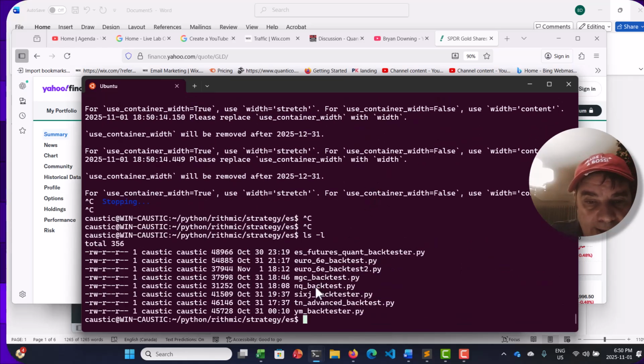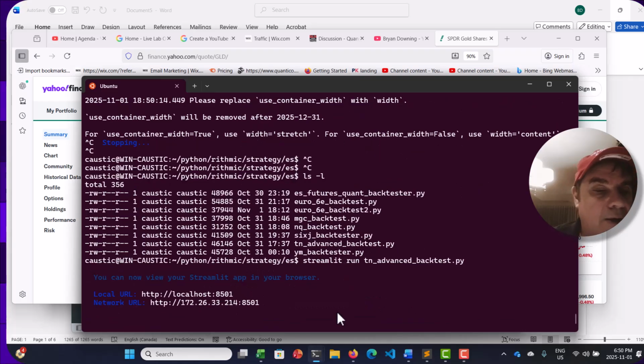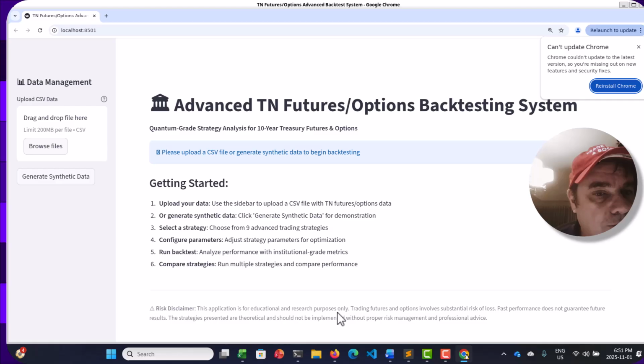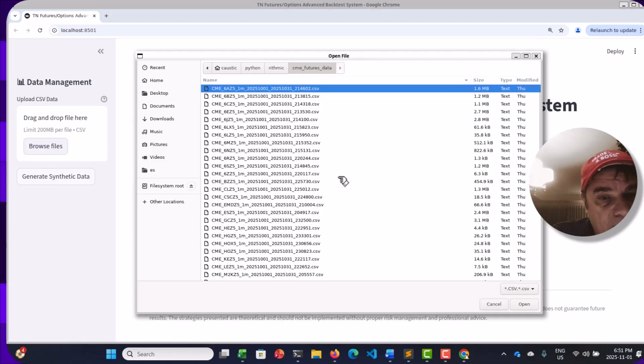So let's take a look at the Treasury. The Treasury is pretty good. I'm kind of surprised by this one. This is a 10-year Treasury futures. There are multiple durations, but this is probably the most traded out there. Let's check it out. Again, these are specific strategies that the HFT firms use. Let's see what we get here.